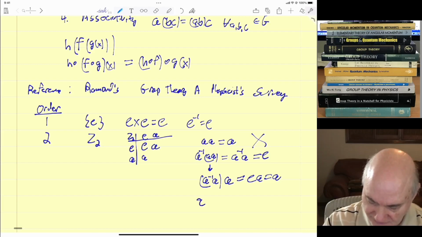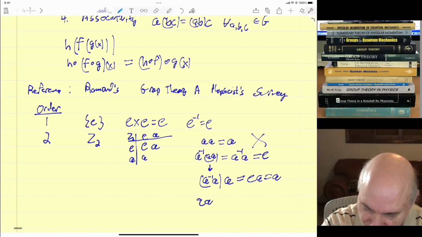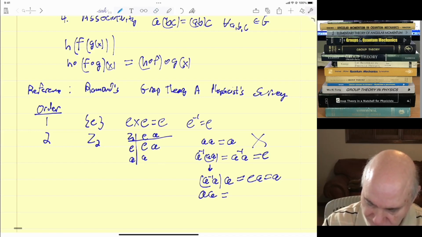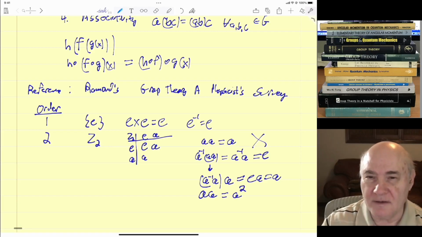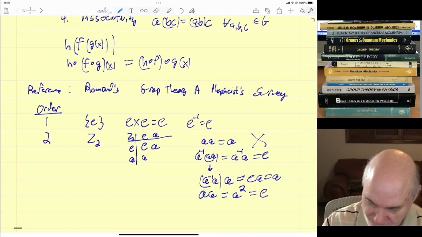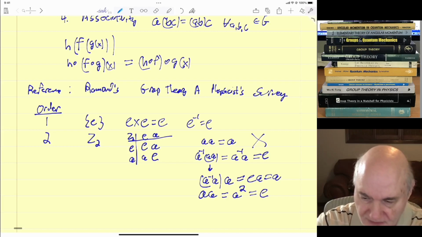And in fact, AA, which we also sometimes just denote, as in regular mathematics, by A squared, equals E. So this is a two-element group. It's a two-element discrete group.